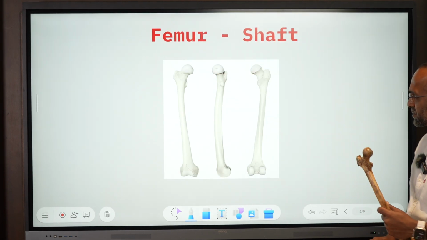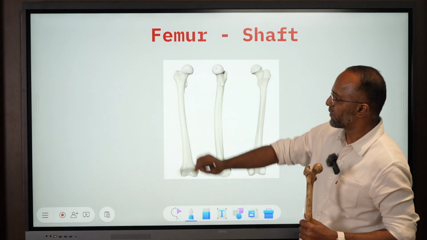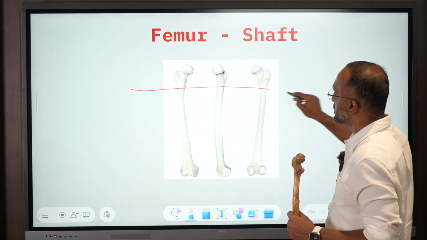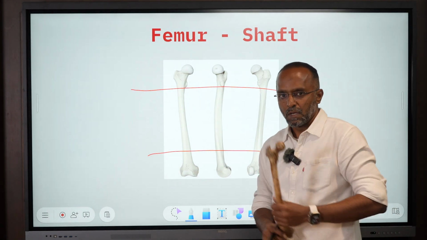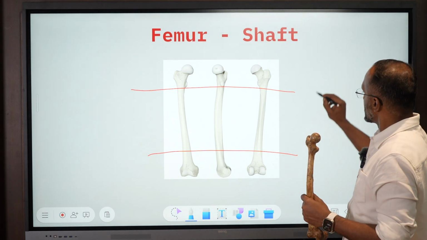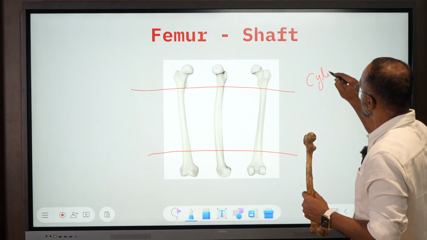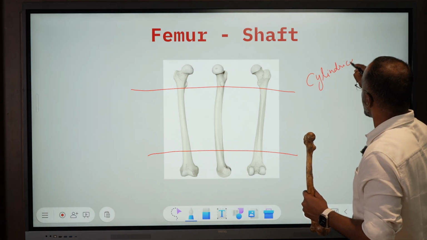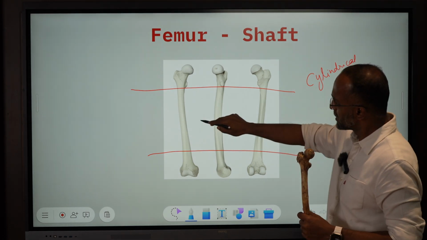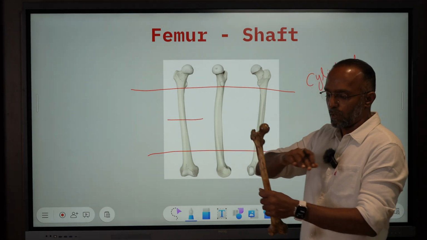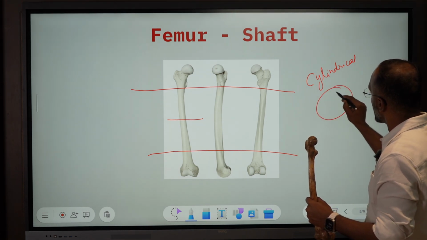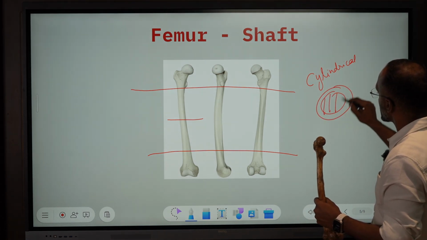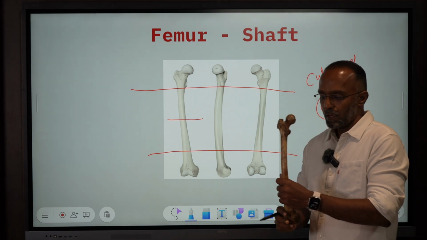Okay. Now coming to the shaft. The shaft is this middle portion here, this portion. So the first point: the shaft is cylindrical in structure. Why do we call it cylindrical in structure? When we cut this femur here and look at it from the top, like I break this femur and look from the top, it will look round. That is why it is called a cylindrical structure.